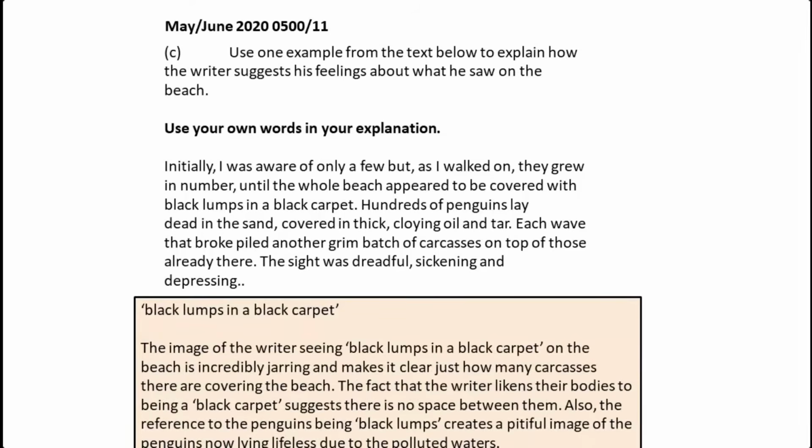And I have chosen the image, black lumps in a black carpet. And my response would be this. The image of the writer seeing black lumps in a black carpet on the beach is incredibly jarring and makes it clear just how many carcasses there are covering the beach. The fact that the writer likens their bodies to being a black carpet suggests that there is no space between them. Also, the reference to the penguins being black lumps creates a pitiful image of the penguins now lying lifeless due to the polluted waters.